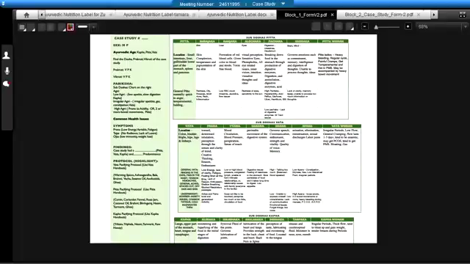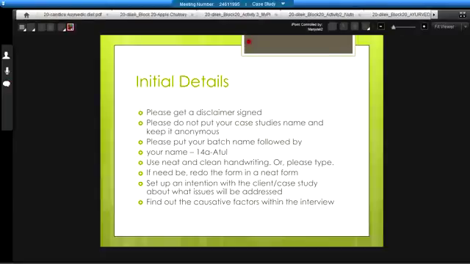And then it would be helpful to include your batch number. So do that as well. And a neat handwriting type, of course. We'll look at some forms coming up, and if you want, you can tailor them the way you would like to present them. And set up an intention with the client about what issues will be addressed.